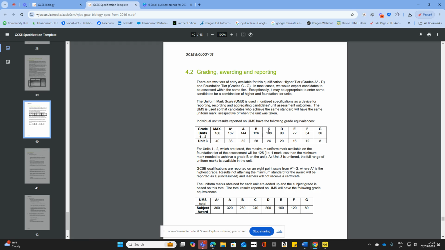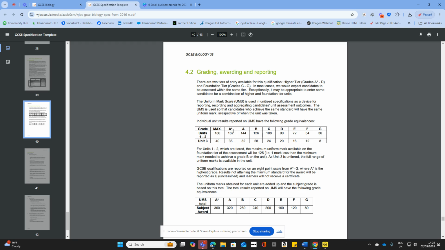So if you're looking at your grade in the result, next to it there'll be a number, and you get a sense of where you were. Were you just over the C boundary, borderline B? And these marks are going to be important. We'll come on to that in a moment. Now, Unit 3 is the coursework. And again, this time it's out of 40 rather than 180. So, for example, you need 24 just to get a C, and on and on.